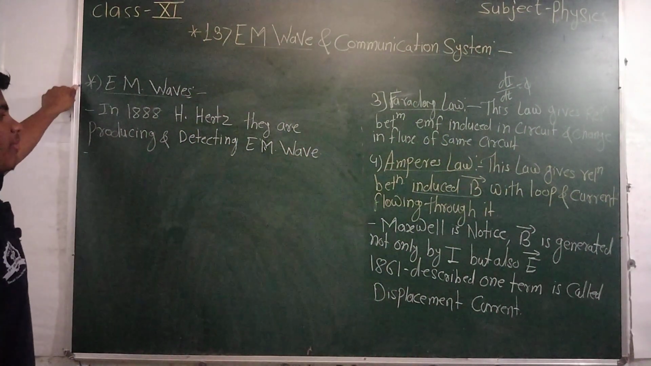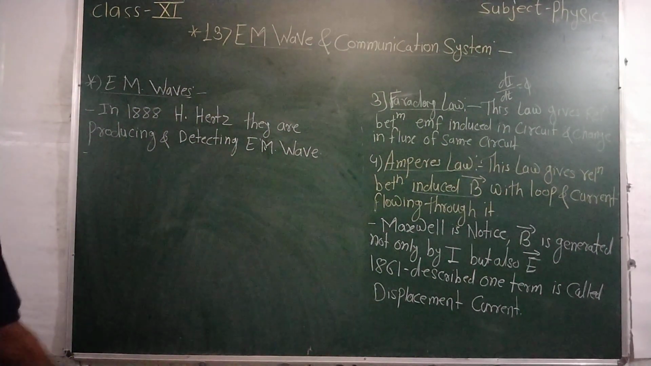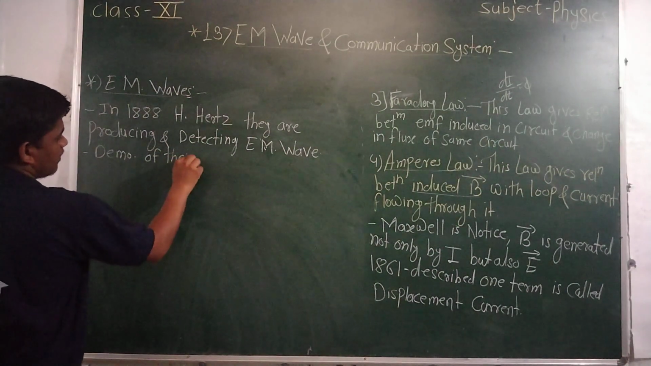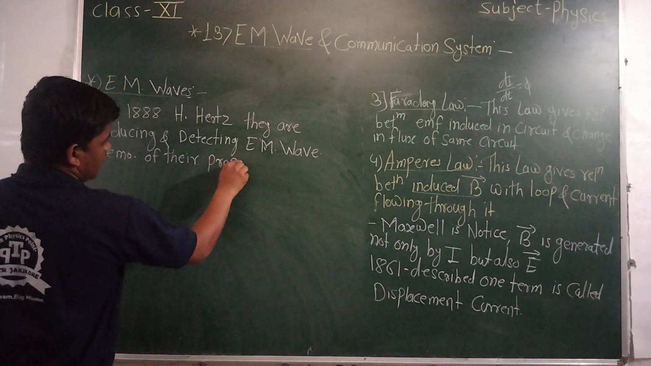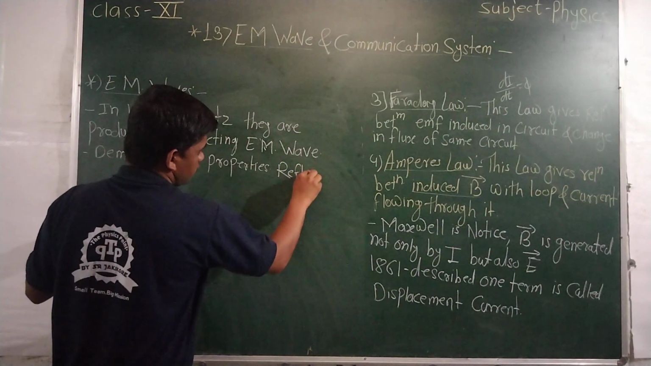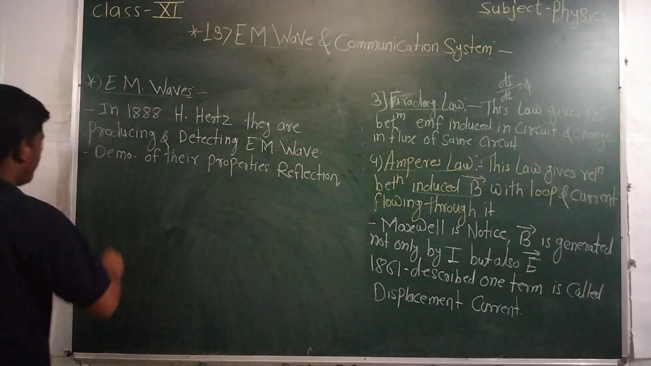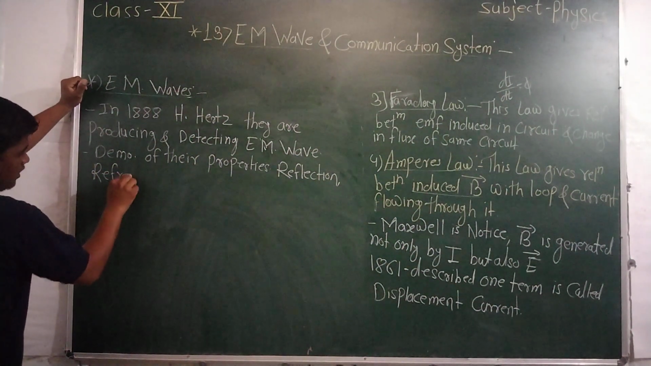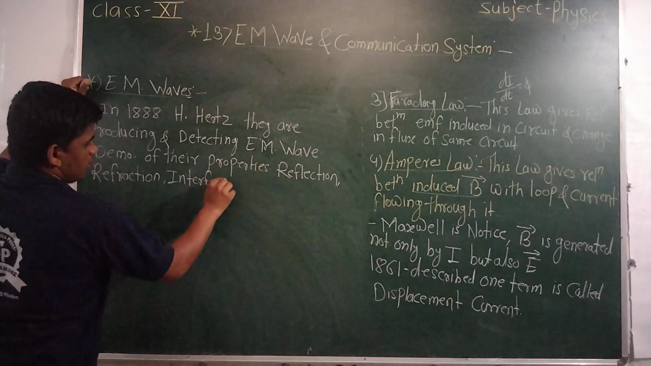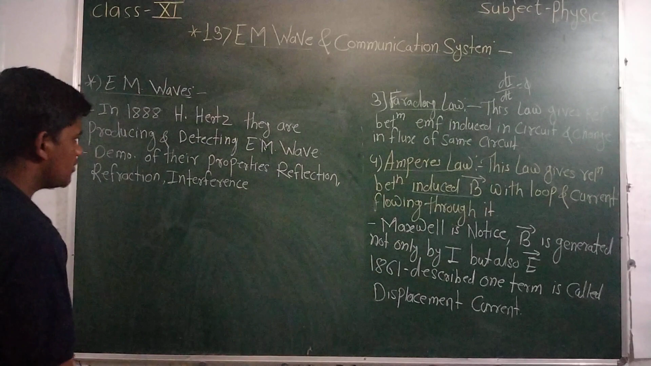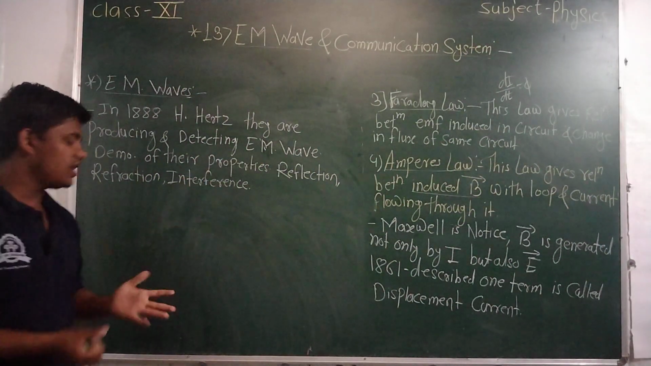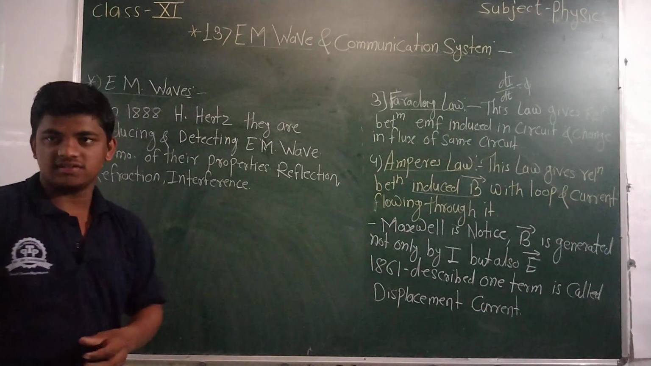He gave some demonstrations of the properties of electromagnetic waves, that is reflection, refraction and interference. These properties were described by H. Hertz in 1888. He produced and detected electromagnetic waves and gave demonstrations of some of their properties.